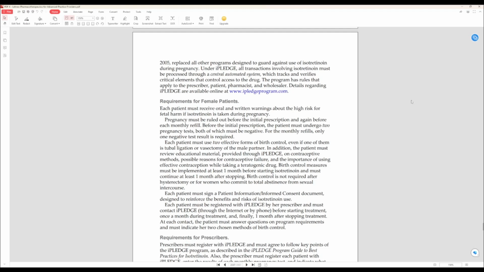Each patient must also be registered with iPledge by her prescriber and must contact iPledge before starting treatment, once a month during treatment, and finally 1 month after stopping treatment. At each contact, the patient must answer questions on program requirements and must indicate her two chosen methods of birth control.